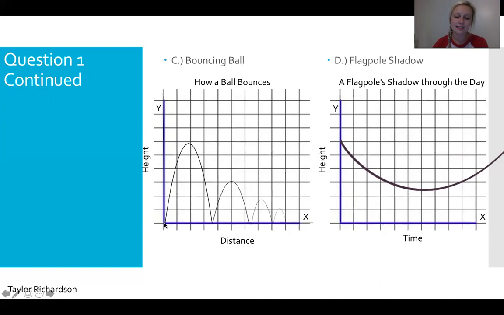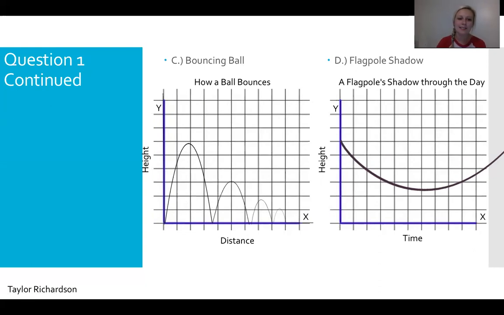And so it hits the ground at the point 0, 0, where y and x meet. And then you can see how it bounces and comes up to 1, 2, 3, 4, 5, 6 almost. And then it continues to go back down and bounce on the ground or the x-axis and so on and so forth. And then the final part of this question is about a flagpole's shadow throughout the day.